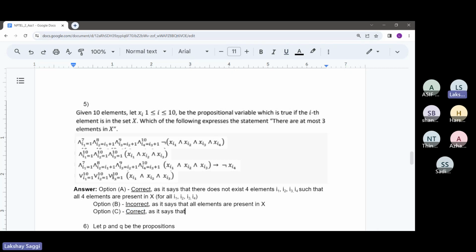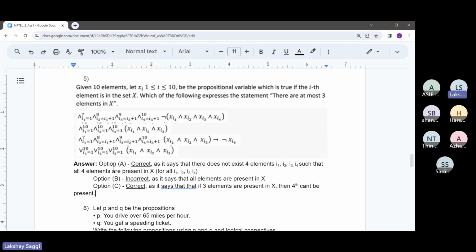I'm just simplifying what the expressions are saying in terms of English words. As it says, if three elements are present in X, then the fourth can't be present. So this just means that there will be at most three elements, right? So let's just go to option D then.